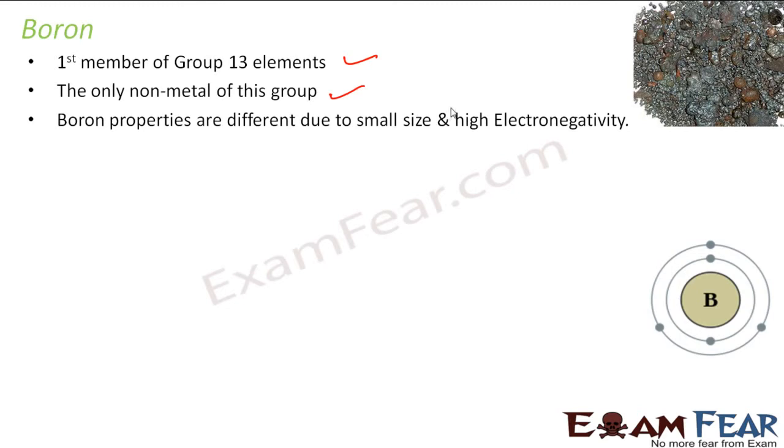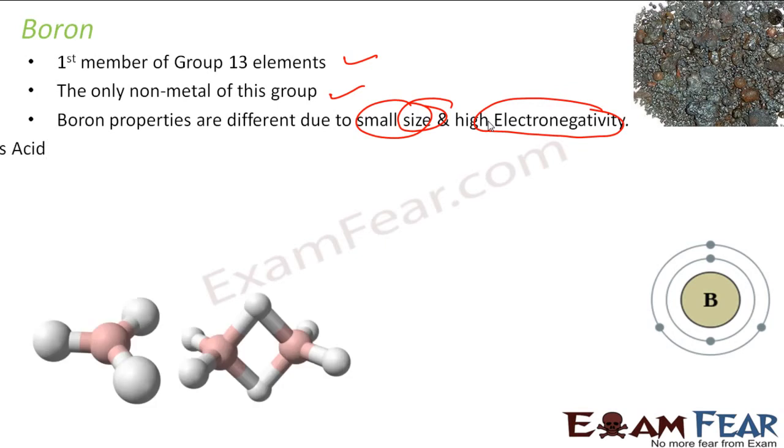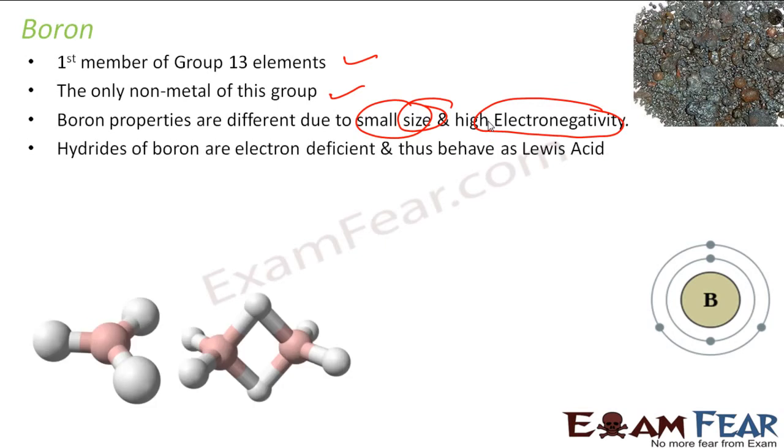It is because of small size and high electronegativity, and this is true for all groups. The head elements are different from the remaining elements in the group. Similarly, boron also has different properties when you compare boron with aluminum, right? But it has a diagonal relationship with silicon.